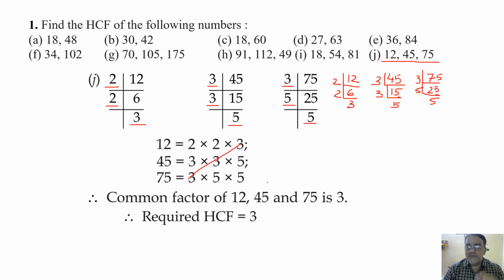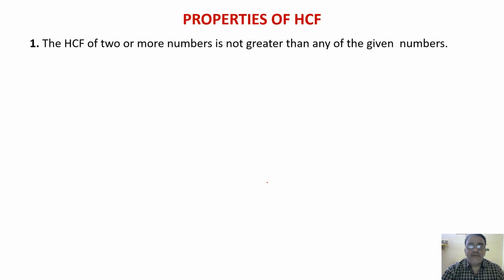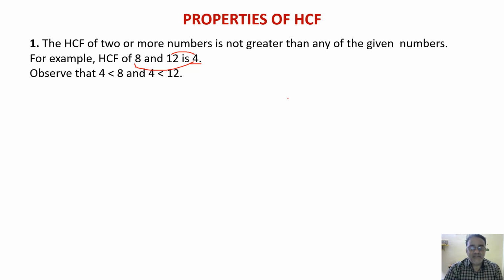Now we are moving towards one more very important topic, properties of HCF. So let us start. The first property: HCF of two or more numbers is not greater than any of the given numbers. For example, HCF of 8 and 12 is 4. See carefully, 4 is less than 12 and 4 is less than 8 also. So HCF is not greater than the given numbers, right?